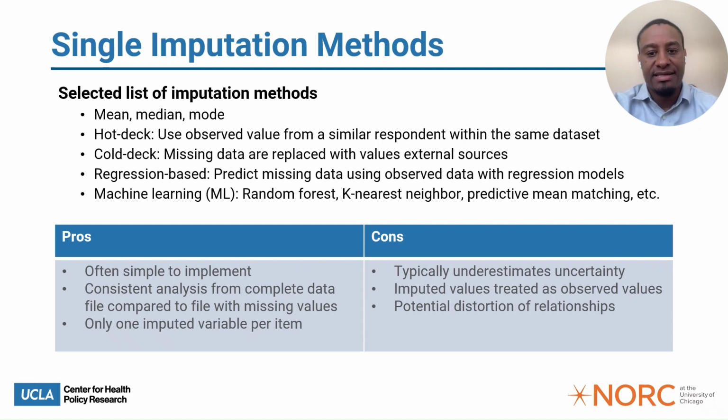On the con side, we can mention these points. The method underestimates the true uncertainty of the estimates by not accounting for the additional variability introduced by imputation. Also, it can distort relationships between variables.